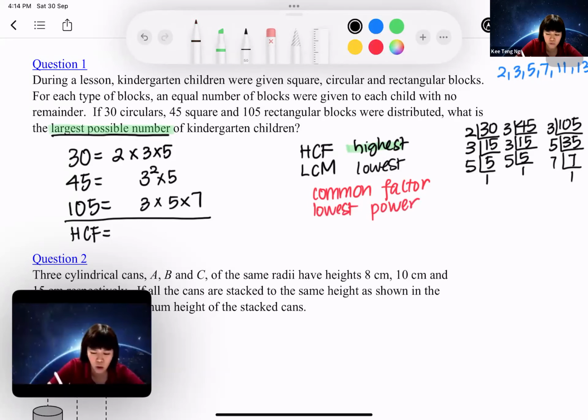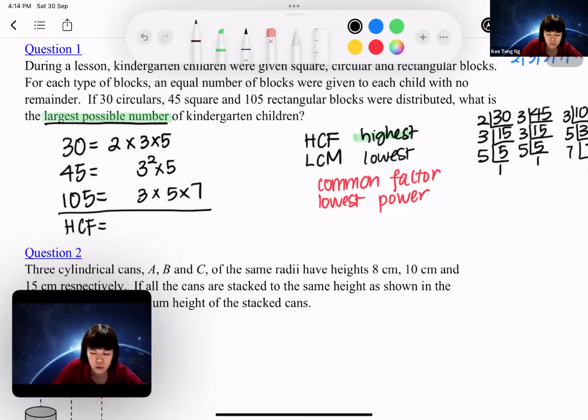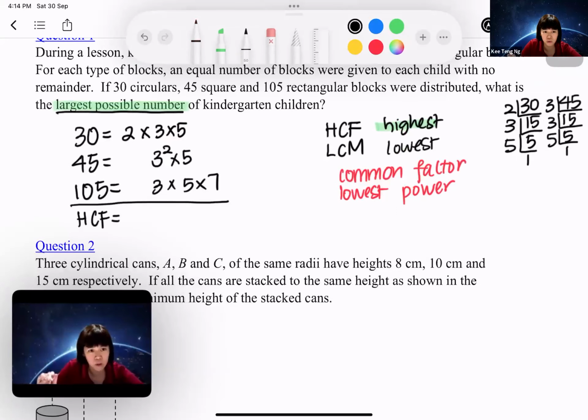So we choose all factors that are common only. 2 not common. So 2 don't have, right? Then 3 square and 3. So we choose the lowest power, that will be the number 3. Then which other is common? Number 5 will be common, right? So this one will be 15.